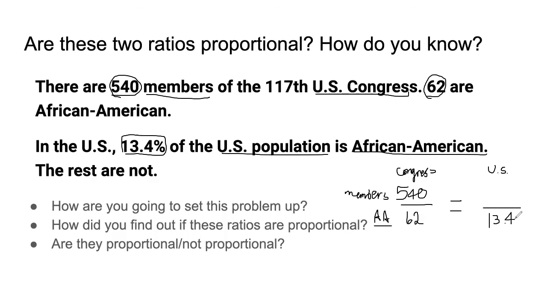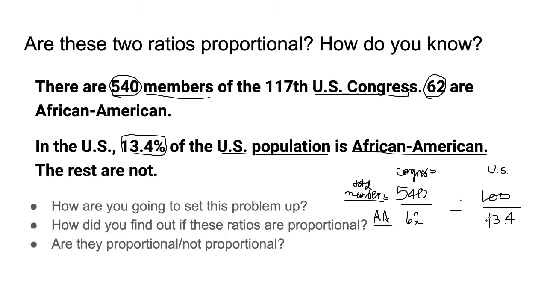So what goes on top? Members. What is that referring to? Again, that's our total. If we're talking about a total percentage, the percentage that represents the whole, the highest percentage you can get, that's 100. So that's 100 over 13.4. The total, 100%, over how many African Americans there are, 13.4%.